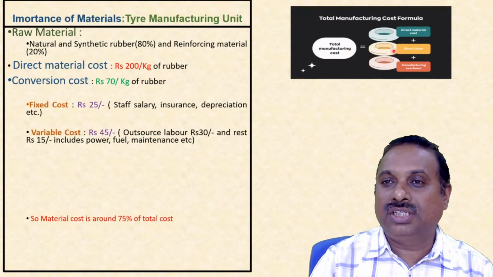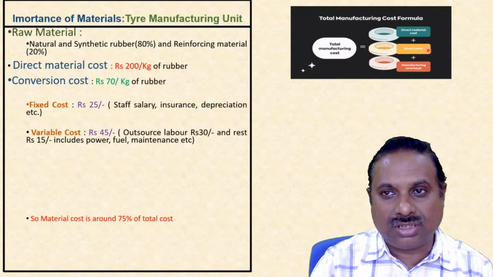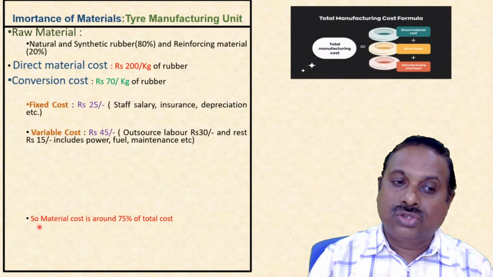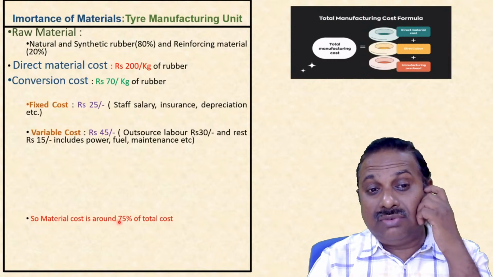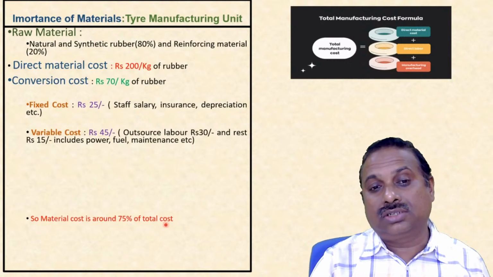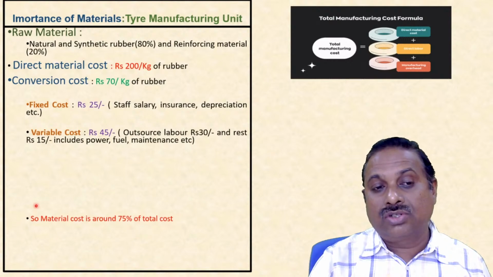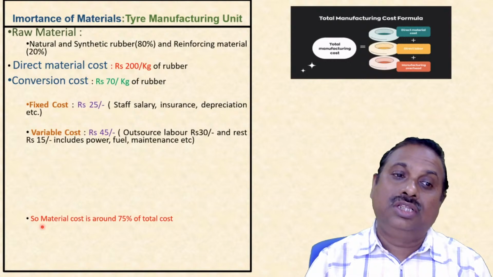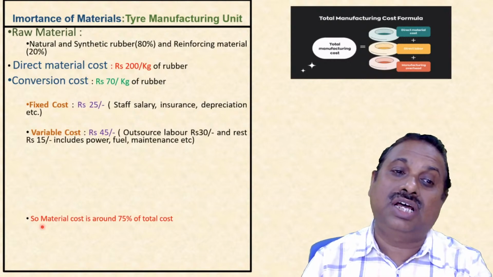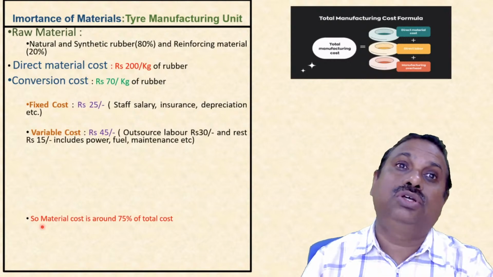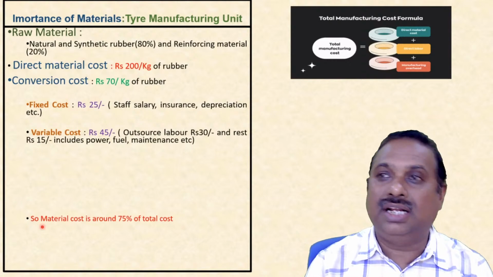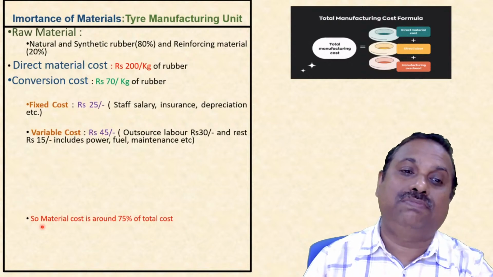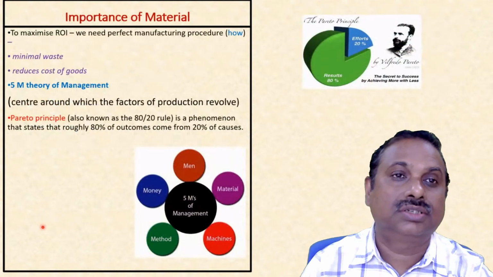So your total manufacturing cost is direct material cost plus direct labor plus manufacturing overhead. So here material cost is around 75% of total cost. This is important. Suppose you are costing a product, the material cost is around 75%. So if you are managing material, one of the M's, you are managing 75% of the cost.